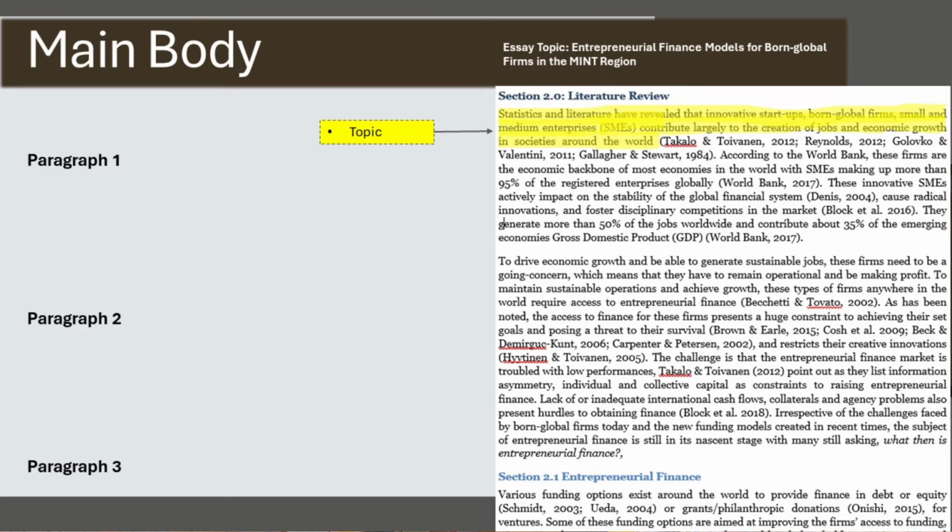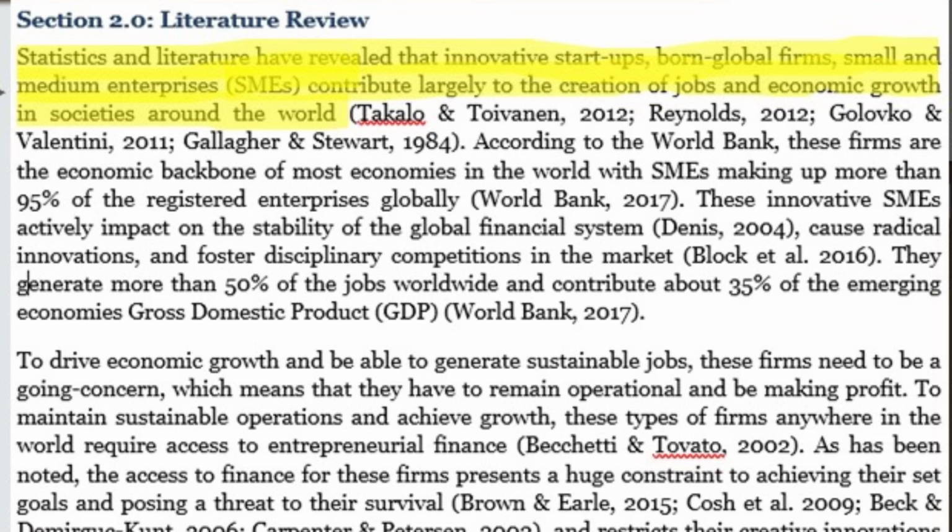Now, if you've identified this as the topic, then you will be correct. The topic basically points to what that paragraph is highlighting. Remember, what you want to do with each paragraph is to focus on the topic or a point before moving on to a different point, which will be put in a different paragraph. And the topic here presents the discussion around statistics and literature around innovative startups.